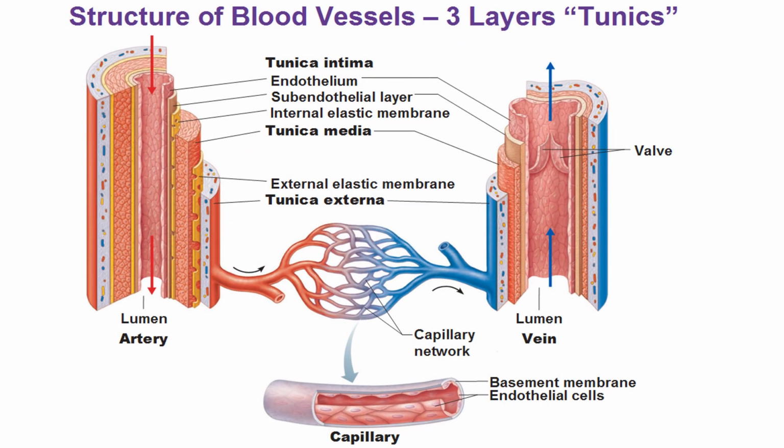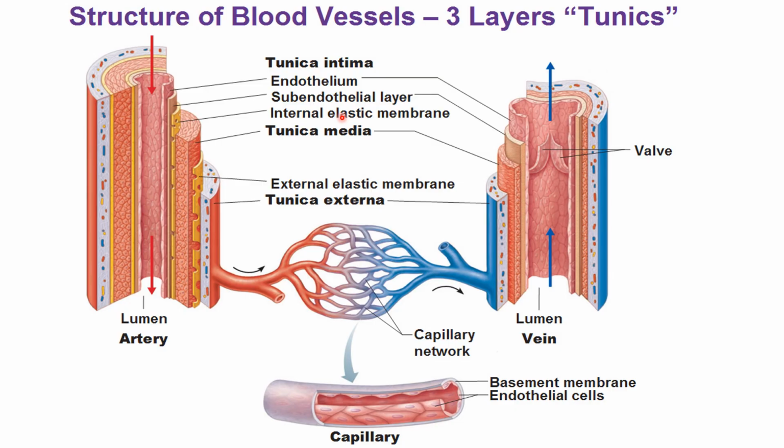Let us look at now the summary structure of blood vessels, the 3 tunics. We have the tunica intima, which is the innermost for both sides, that is the artery and the vein. Then in between the tunica intima and the tunica media, we have endothelium, which are the cells for both the vein and an artery. Then we have subendothelial layer, which is this one and this one here.